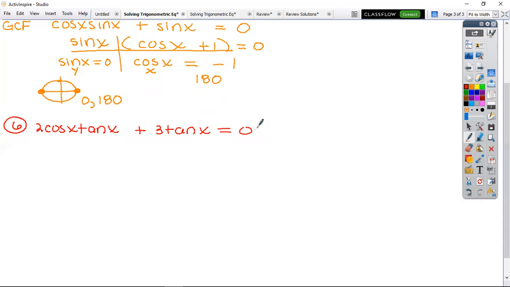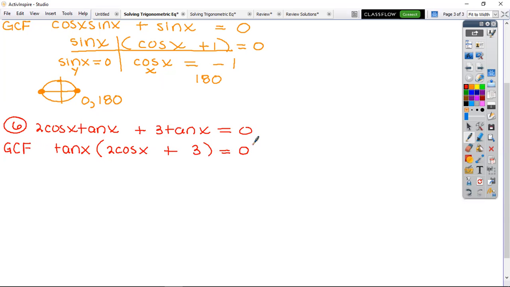Okay, so what's our strategy for 6? I heard it. GCF. Yep. What's our GCF here? Yep, very good, tangent. So I'm going to take out a tan of x. Again, that's the only time that you can work with these two trig functions at once because you're able to break it. So I get a 2 cosine of x plus 3 equal to 0.